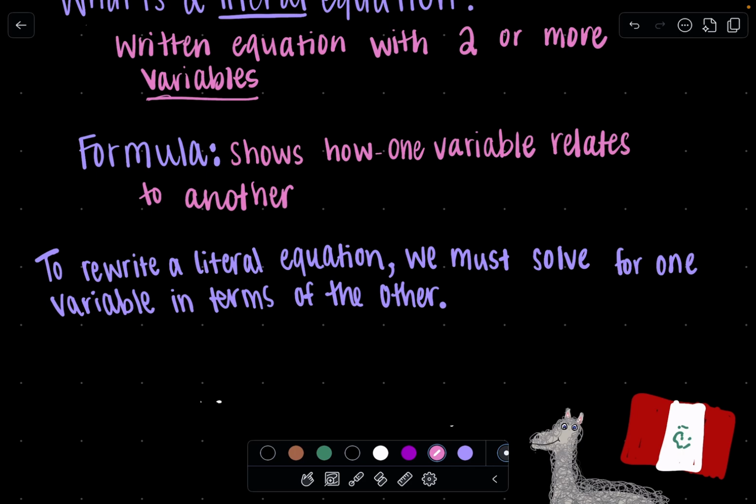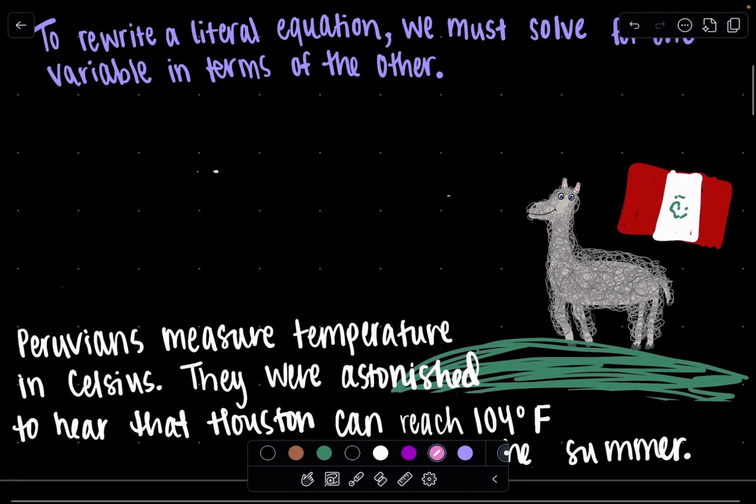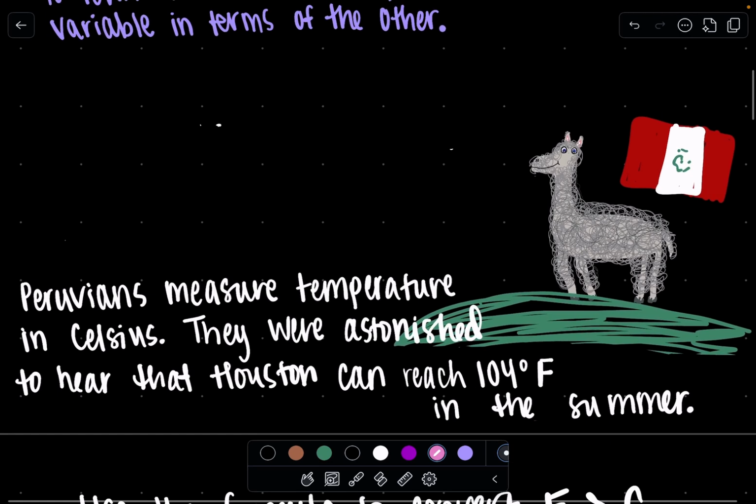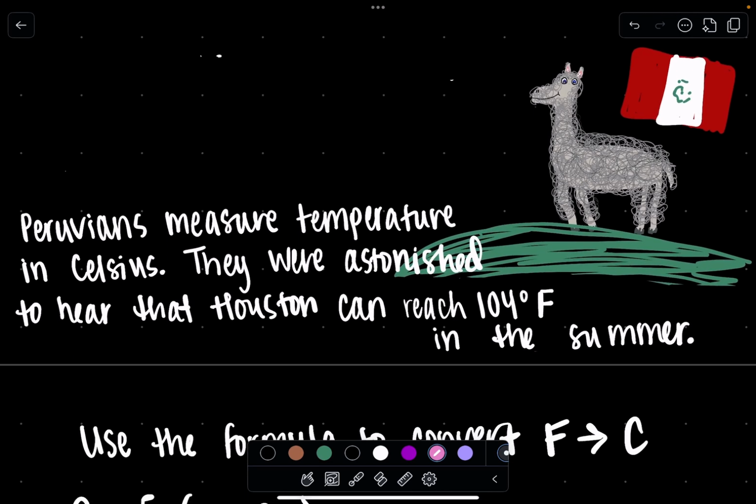I'm going to show you what this means, but first I have an example. So as many of you know, last summer I went to Peru, and Peruvians measure temperatures in Celsius. They were astonished to hear that Houston can reach 104 degrees in the summer, and they wanted to know, what would this be in Celsius?